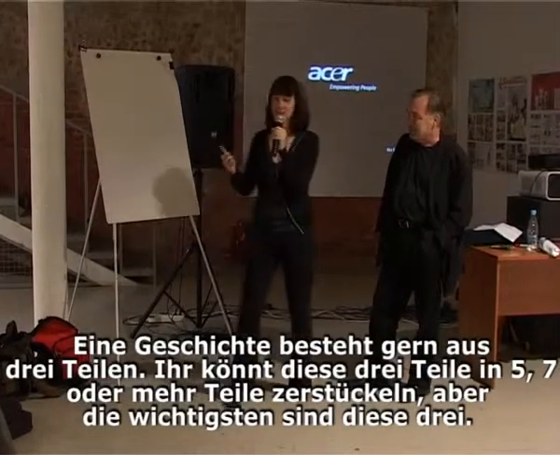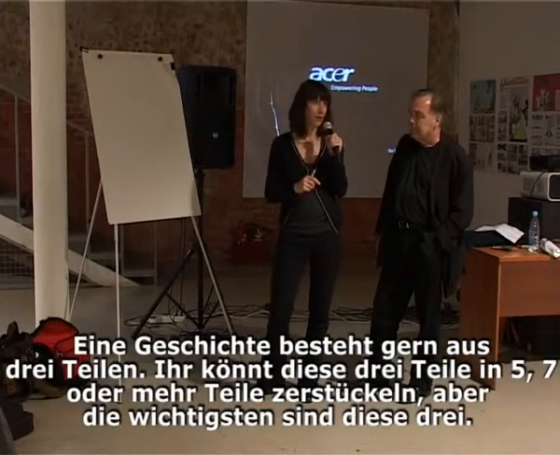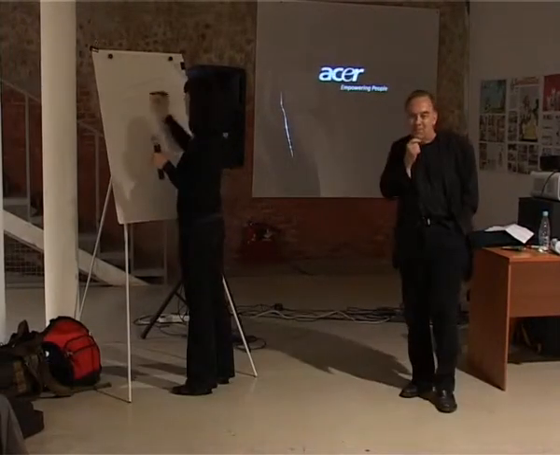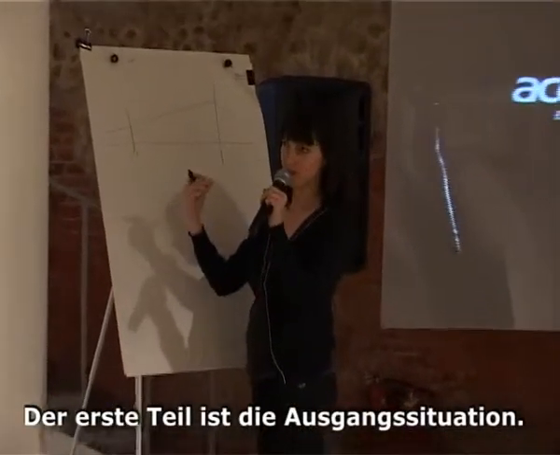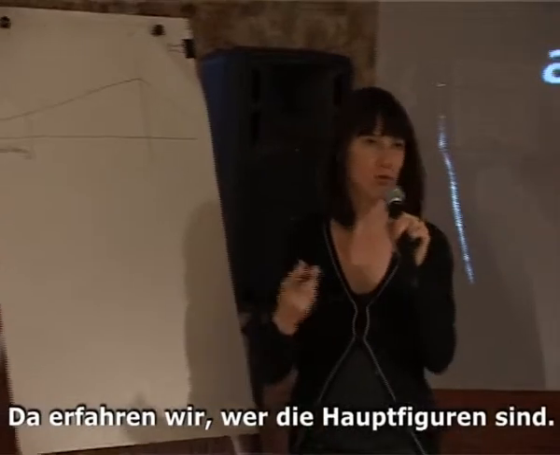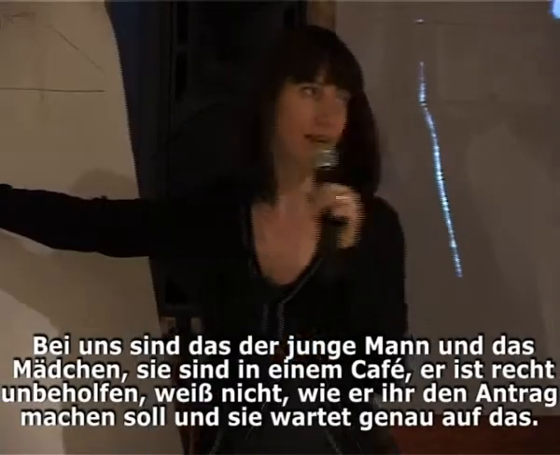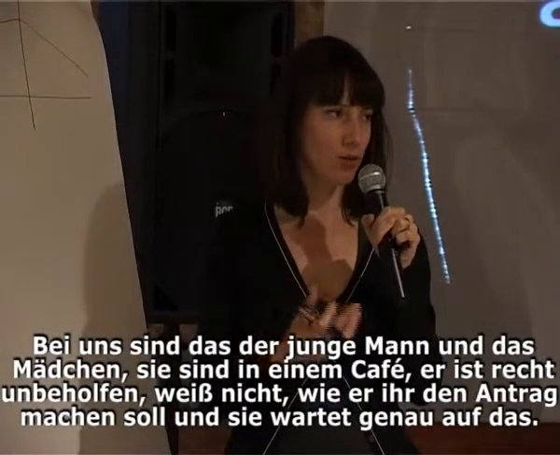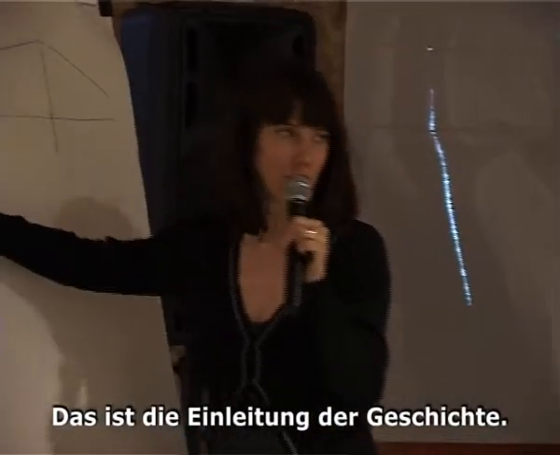A story usually has 3 parts. Every story, even a short joke, has 3 parts. You can divide these 3 parts into more parts, like 5 parts or 7 parts. The first part is the establishing of the story. That's where we find out who is playing in the story. Like we say it's a girl and a guy, and it's in a coffee house, and he's very shy, he doesn't know how to propose to her, and she's expecting it. So this is the establishing of the story.